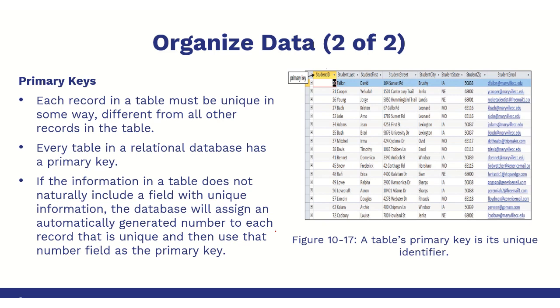That is also important because the primary keys have to be unique and not null. If the information in a table does not naturally include a field with unique information, the database will assign an automatically generated number to each record. That's what I was talking about. That is unique. So that's the auto increment or the sequence.